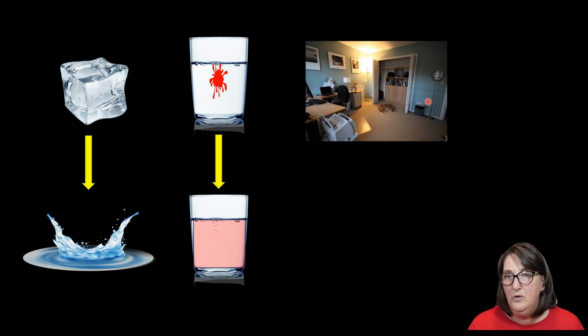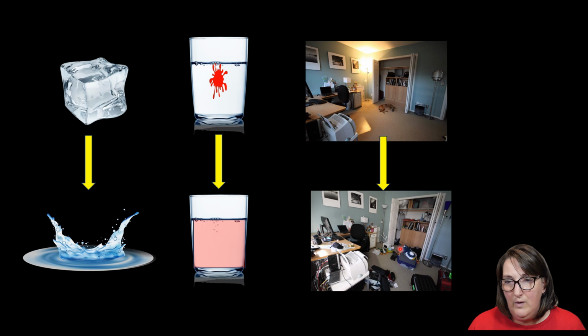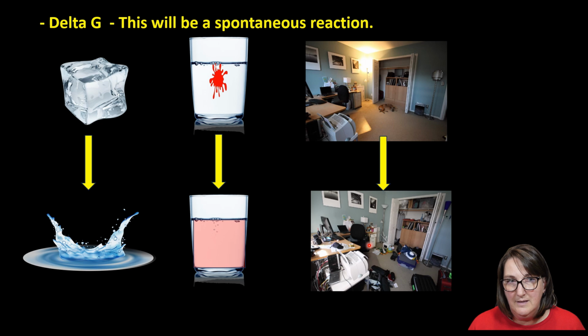I have my room. I live in my room for a couple days, and then randomly I'm going to have stuff going all over the place. So I'm going from a low entropy to a high entropy. I'm going from low chaos to high chaos. I'm going from a low randomness to a high randomness. So we say this is going to be a negative delta G. This is going to be a negative delta Gibbs.